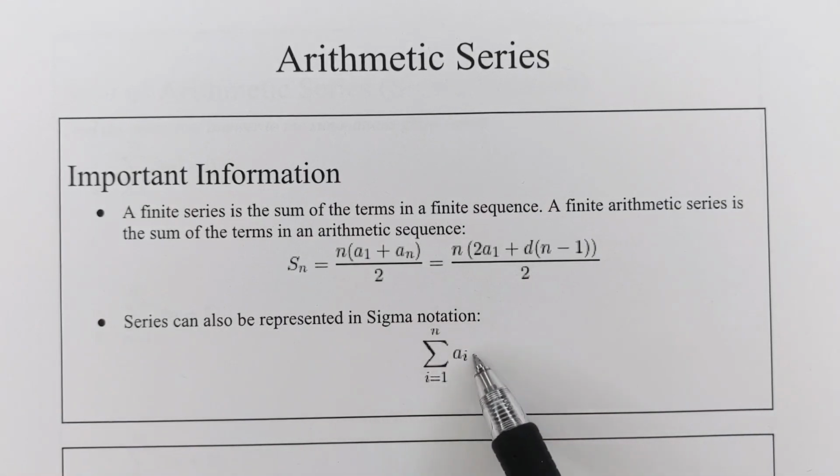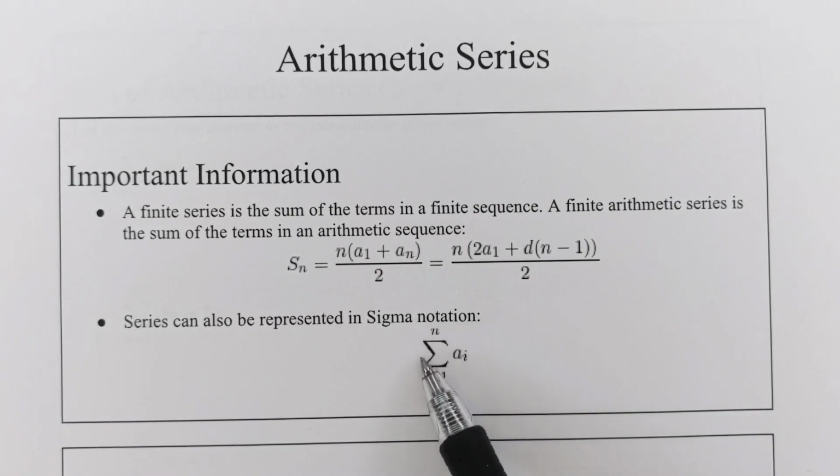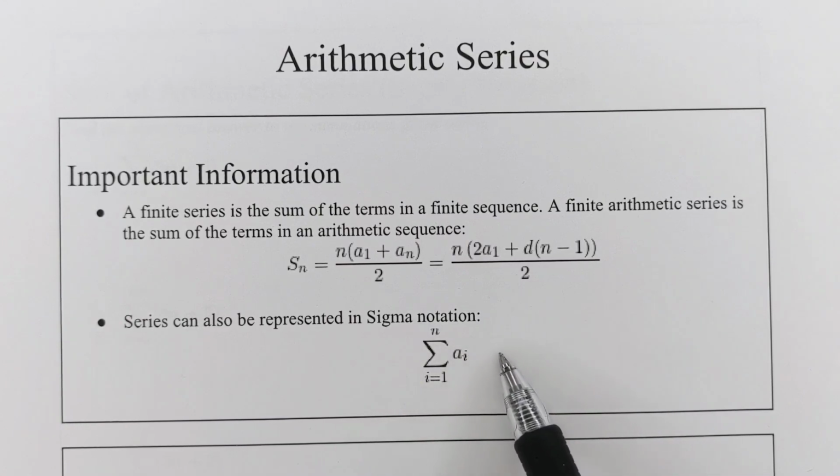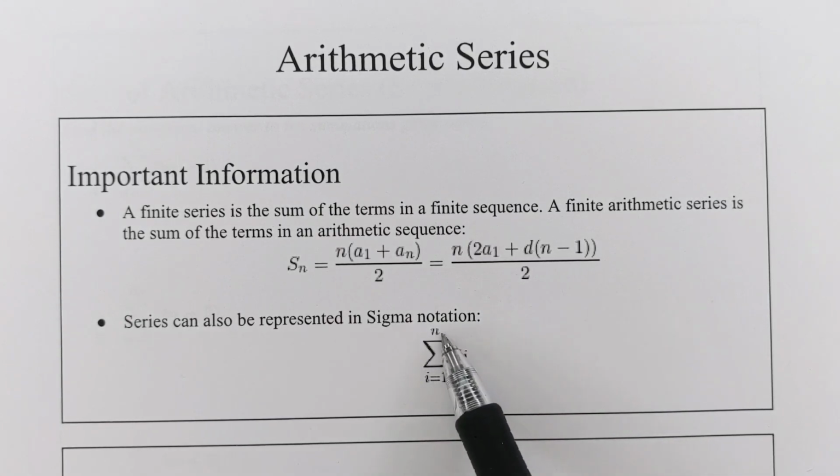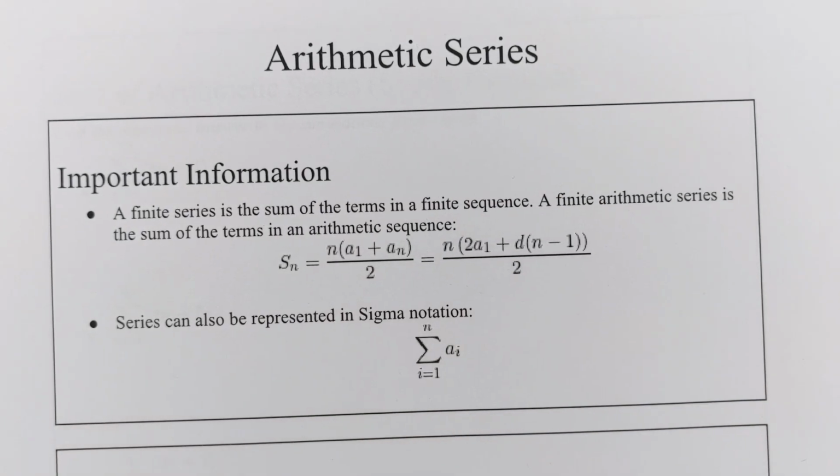Sometimes you'll see it written as sigma notation. This is the Greek letter sigma. It means sum of. This a1 will be a formula, and then you'll start at 1 and go up to some value for n. But we'll address how to get the parts we need when we get to those examples.